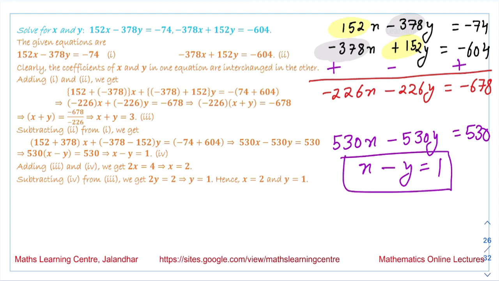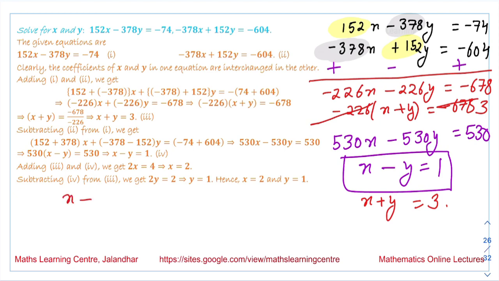And in this first equation we are talking about, you take minus 226 common. So it is x plus y is equal to minus 678. These two terms get cancelled and we are left with 3. So the second equation we have is x plus y is equal to 3.